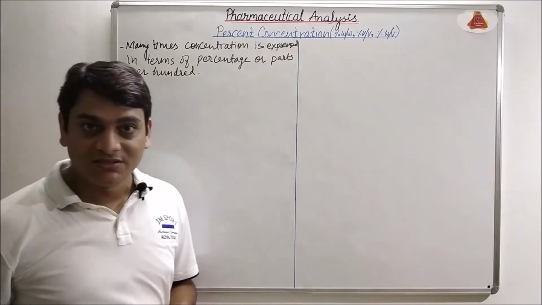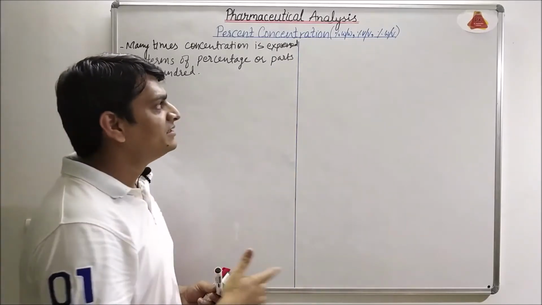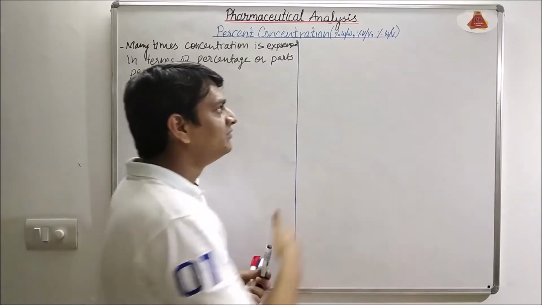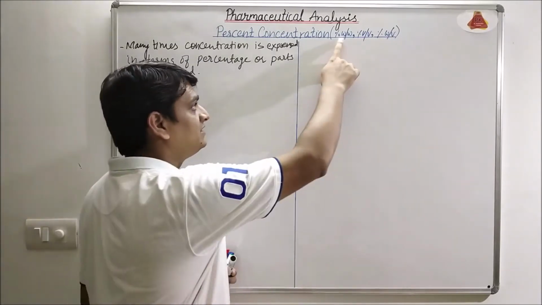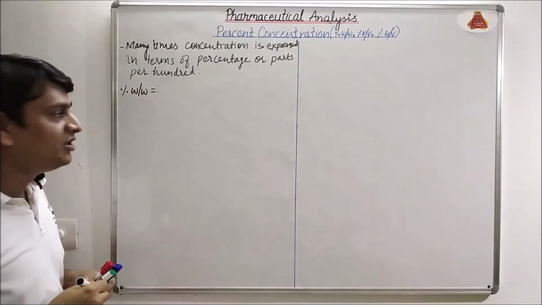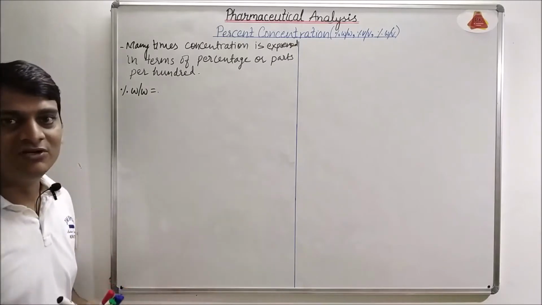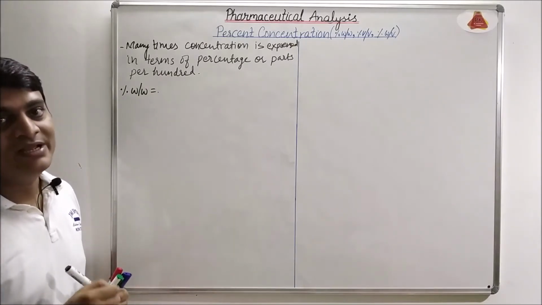So percent concentration is expressed in three ways. First one is percent weight by weight, second one is percent volume by volume, and the third one is percent weight by volume. Coming to the first one, percent weight by weight. The formula for percent weight by weight is equal to weight of the solute in gram divided by weight of the solution in gram into 100.